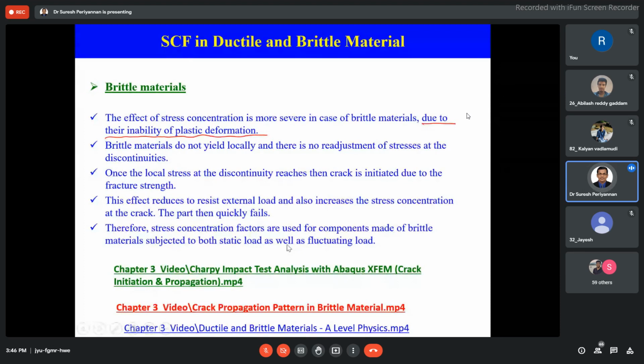I mean, both loads. Even what we discussed in ductile material, fluctuating loads, we discussed how the material is going to fail. Then fluctuating load is very, very important. During fluctuating loads, we should consider the stress concentration factor. But in brittle material, in both cases, either static load or fluctuating load, we should consider the stress concentration factor. I mean, you can see the beautiful video here.